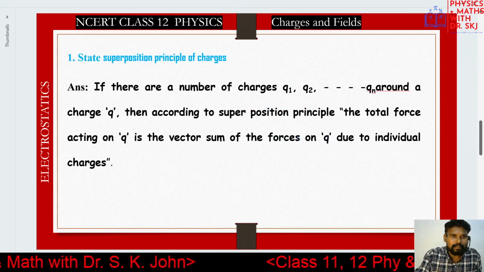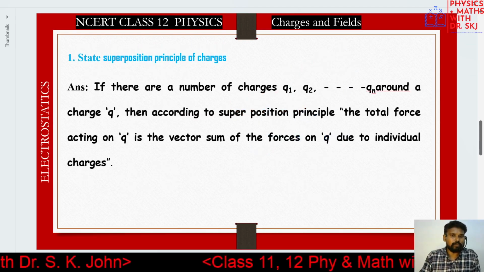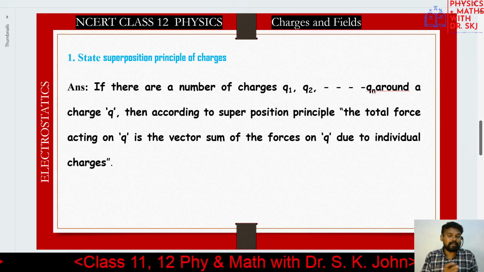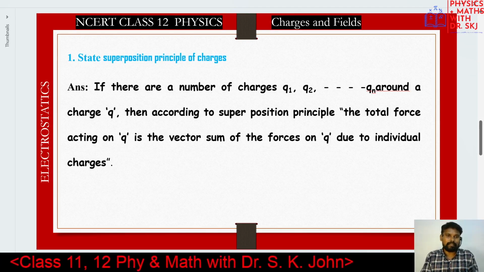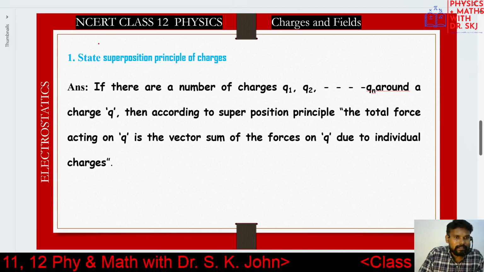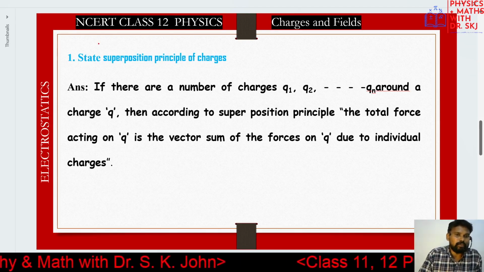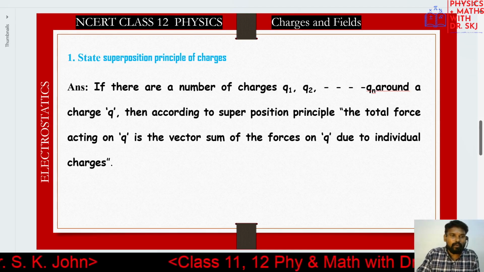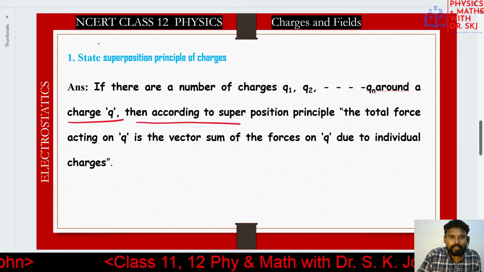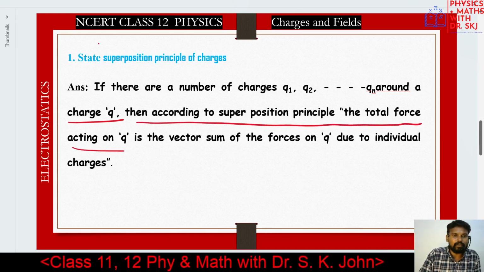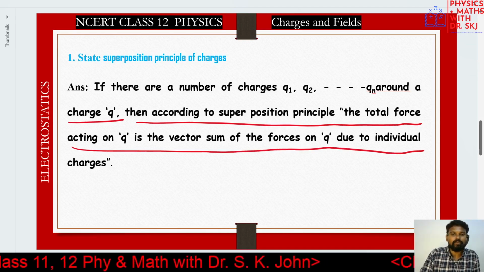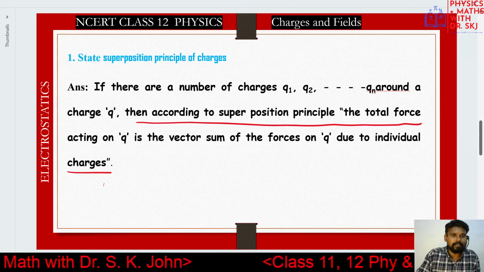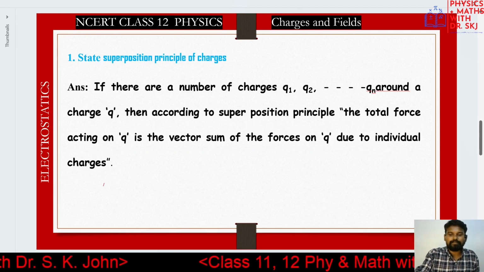When we have to find the total force acting on a charge q, the total force is the vector sum of the forces acting on q due to individual charges. Read this statement of the superposition principle: if there are a number of charges q1, q2, etc., qn around a charge q, then according to the superposition principle, the total force acting on q is the vector sum of the forces on q due to individual charges. You can learn this by heart for your board exam.